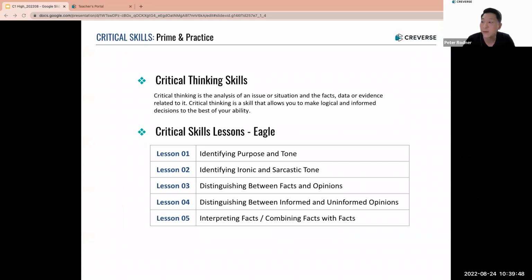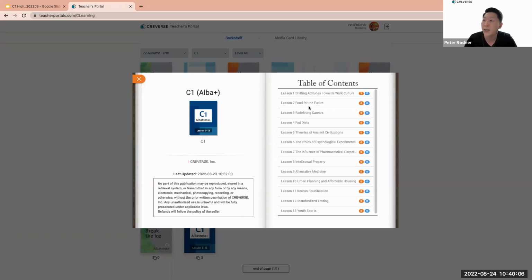Here, for example, these are just the lessons that you'll have in the Eagle: identifying purpose and tone, ironic and sarcastic, fact and opinion, informed and uninformed opinions. These lessons don't actually relate to the achievement test or an IBT TOEFL, but again, this is more critical thinking, something that they're going to need when they enter the master's or even use in some of the other programs, okay?